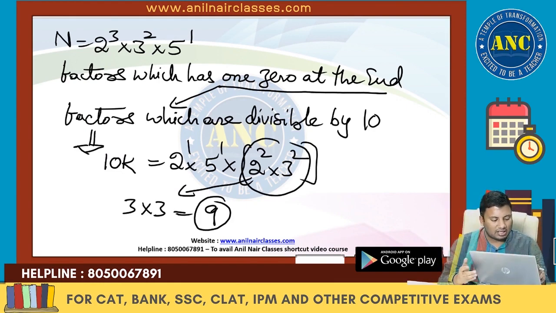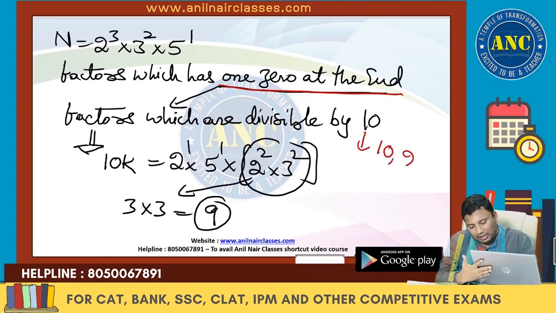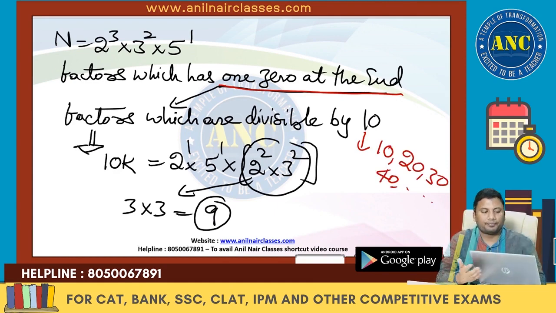Factors which has 1 zero at the end. What are the factors which are divisible by 10? 10, 20, 30, 40 and so on.